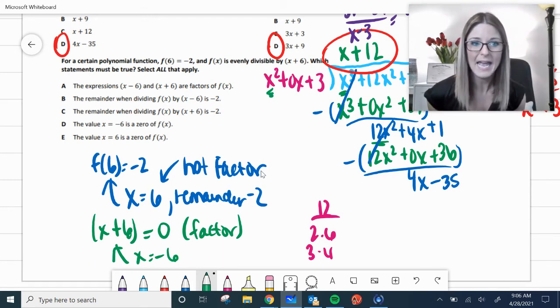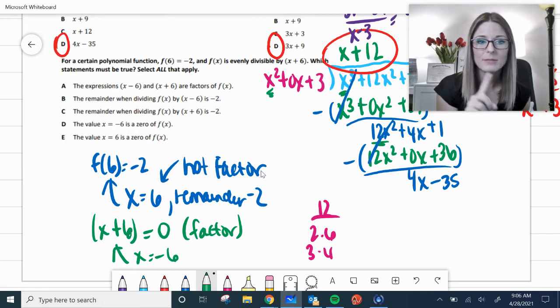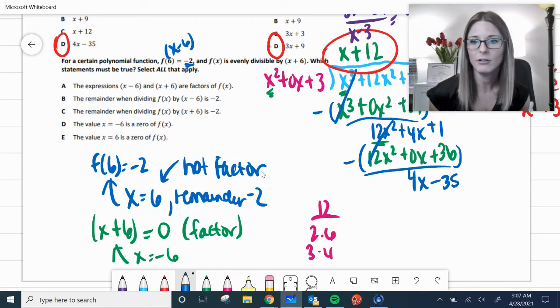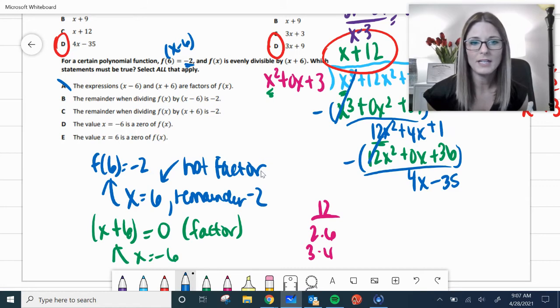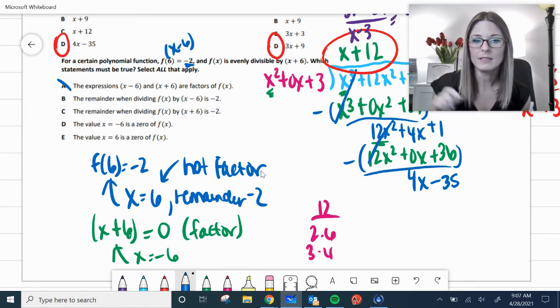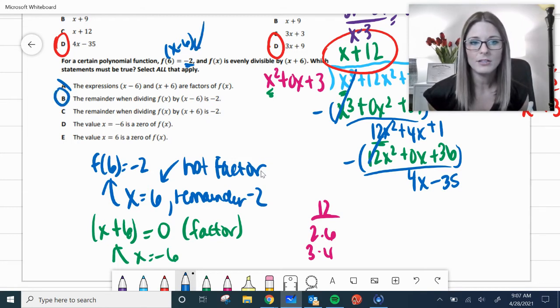Select all that apply. A says the expressions x minus 6 and x plus 6 are factors. No, not exactly. Let's see. This one was x minus 6, and it got a remainder of -2, therefore not a factor. B, the remainder when dividing f of x by x minus 6 is -2. Yes, that's what we just said up here. C, the remainder when dividing it by x plus 6 is -2. No. That's vice versa, what we just said.